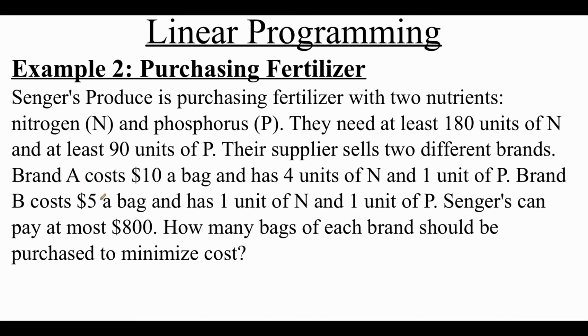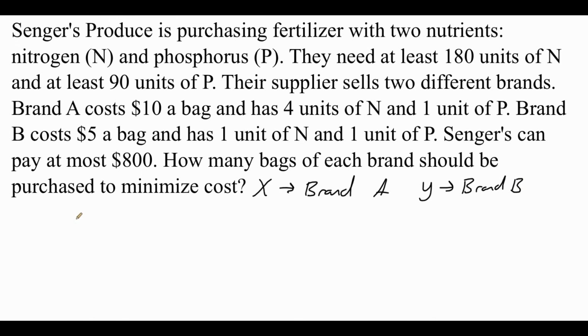Now we've got two different brands in here, so we should define our variables. I'm going to use X to represent the bags for brand A, and I'm going to use Y to represent the bags for brand B. Now we're looking at minimizing our cost, so that's actually going to be our objective function. So I'm going to use C equals, C for cost. For brand A, that costs $10 a bag, so it would be 10 times the X amount of bags that we buy, plus brand B costs $5 a bag, and we used Y for brand B. So this is our objective function that we're trying to optimize. We're trying to minimize that cost.